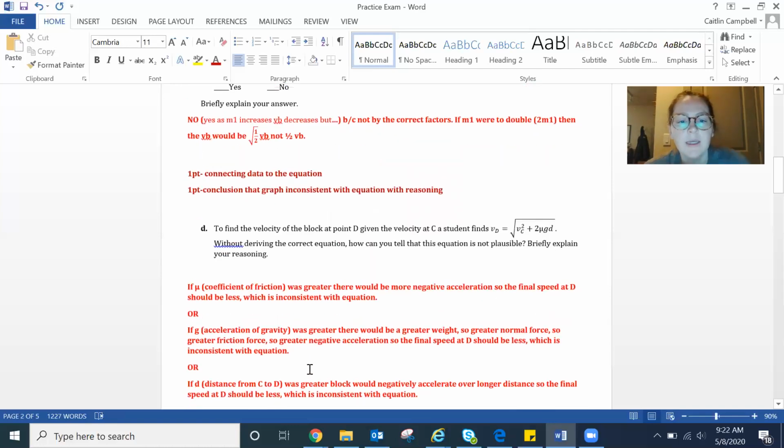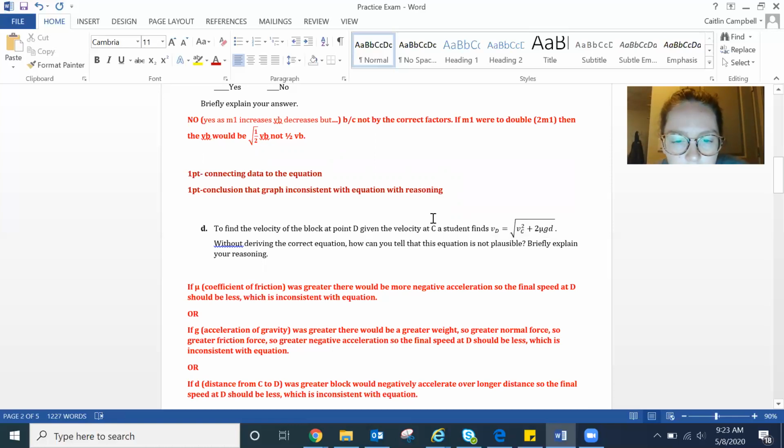Okay, here another student comes up with some equation, and this is the velocity at VD based on the velocity at C, mu, g, and d. Without deriving the correct equation, how can you tell this equation is not plausible? So it does not make physical sense. Something in here is wrong that we should just be like, oh no, that should not be. And it's almost always like, if this one were to increase, then it should increase and it's not, or it should decrease and it's not, something like that.